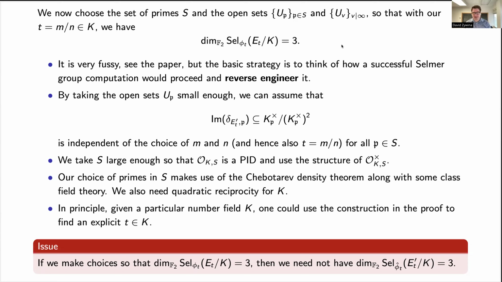You take S large enough to make it a PID. So there's going to be a class number computation in there somewhere if you want to make it explicit. You're going to use Chebotarev to guarantee the existence of primes. There's some class field theory, all good stuff. There's some quadratic reciprocity for K. And in principle, you could make this work. If you really wanted to, you could follow the construction, and wherever Chebotarev says there's a prime, you find that prime, and you could actually do the construction. Okay, so this is a big general sketch of how you choose specializations for which this one Selmer group is as small as it can be, dimension 3 over F2.